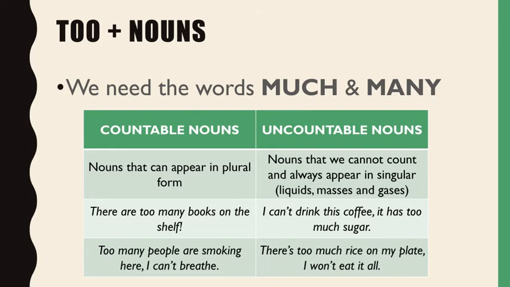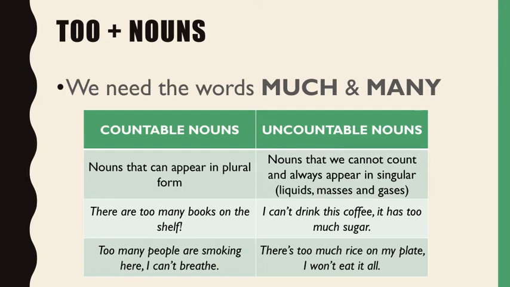Well, let's have a look at this table. Here you have a couple of examples of how to use too much and too many. In the case of countable nouns, we have two examples. There are too many books on the shelf. Hay demasiados libros en la estantería. Demasiados, por lo tanto, tendrá una consecuencia negativa. Too many people are smoking here. I cannot breathe. Hay demasiada gente fumando aquí. No puedo respirar. That's the consequence.